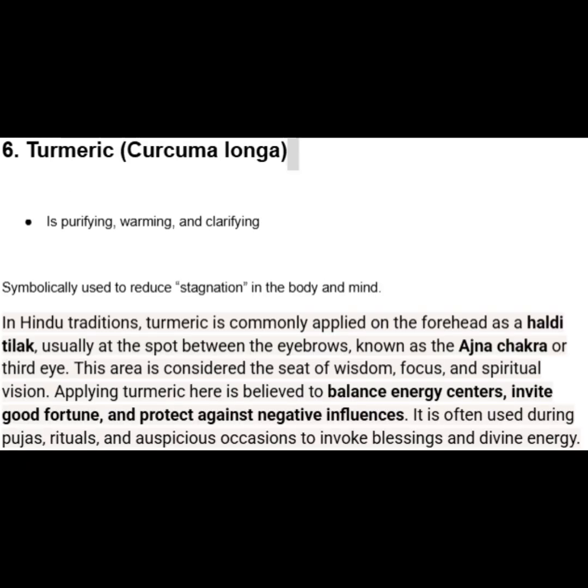6. Turmeric. It's purifying, warming, and clarifying, symbolically used to reduce stagnation in the body and mind. In Hindu traditions, turmeric is commonly applied on the forehead, usually at the spot between the eyebrows, known as the Ajna chakra or third eye. This area is considered the seat of wisdom, focus, and spiritual vision. Applying turmeric here is believed to balance energy centers, invite good fortune, and protect against negative influences. It is often used during pujas, rituals, and auspicious occasions to invoke blessings and divine energy.